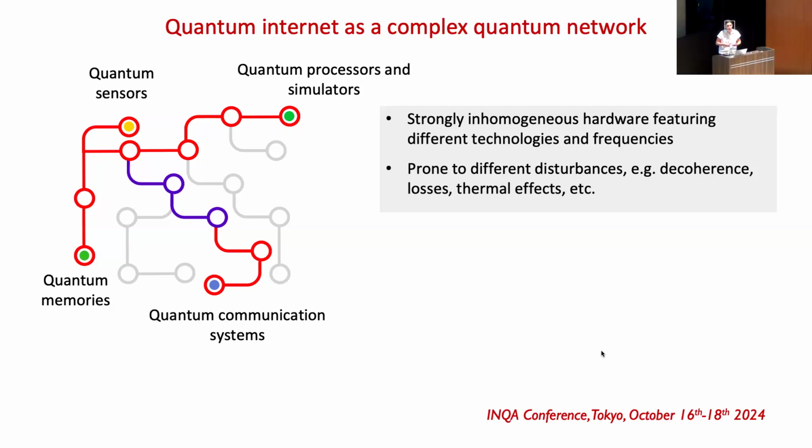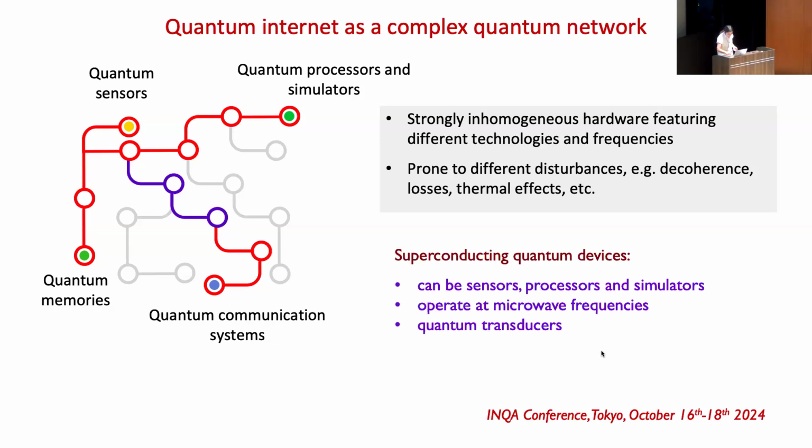So it's a very inhomogeneous network, prone to different disturbances, such as coherence losses and thermal effects, where different technologies working in different frequency ranges need to be coupled. And where do superconducting circuits enter this game? Well, in many different ways.